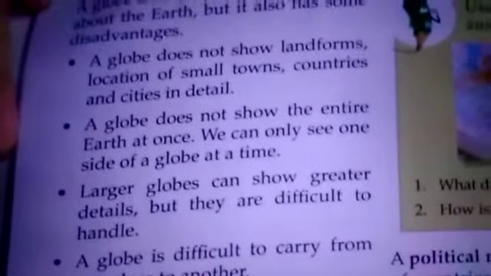A globe is very useful when studying about the earth, but it also has some disadvantages. As you know, we can see many continents and oceans through the globe, but it has some limitations, some disadvantages also. Let's read about them. A globe does not show landforms, location of small towns, countries and cities in detail.